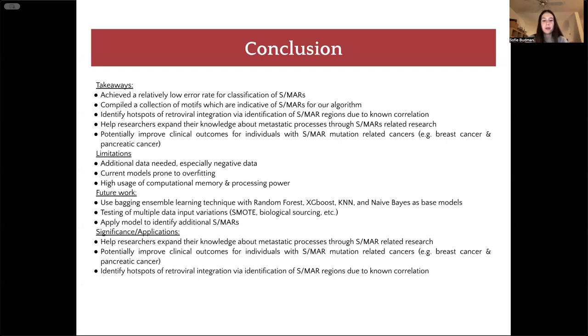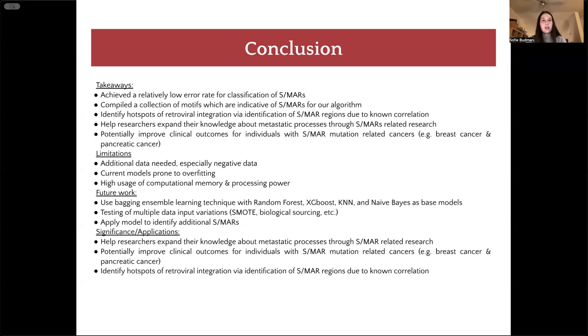However, there are a few limitations, some of that being we still need more data, especially biologically relevant negative examples. Furthermore, some of our models are prone to overfitting, especially when they're trained on augmented data, such as from the SMOTE technique. And in the future, as we expand our data set, computational and processing power may become a concern.